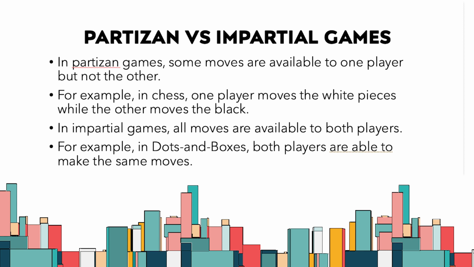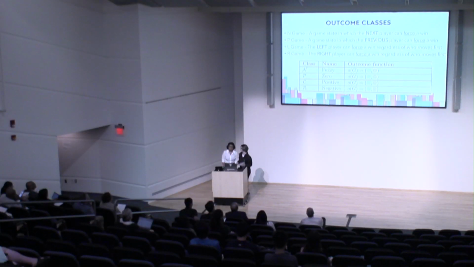In impartial games, all moves are available to both players. For example, in dots and boxes, both players are able to make the same moves, so any restrictions that apply to one player also apply to the other player. So games end up in certain outcome classes, which Nikitta will now explain.